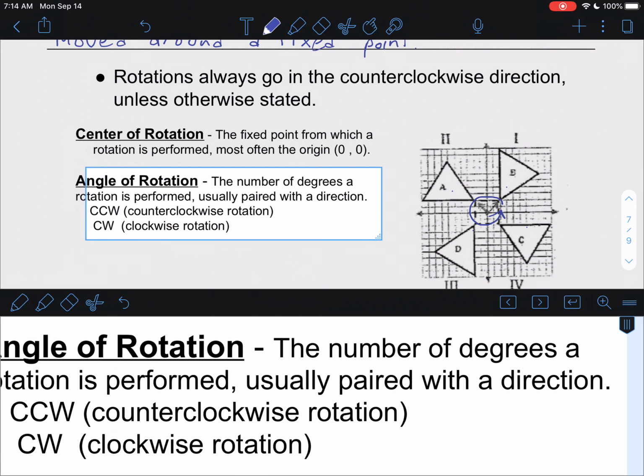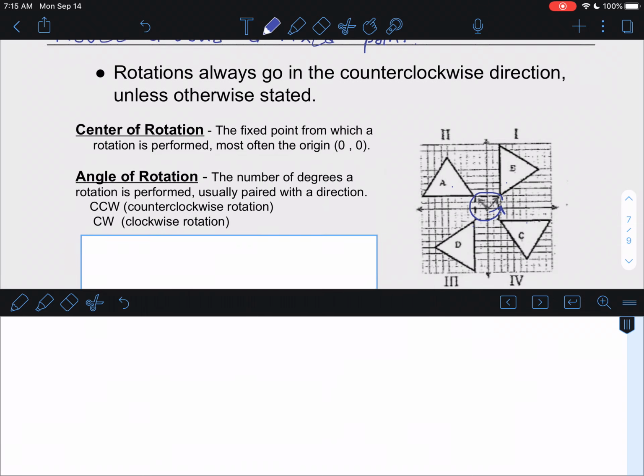Okay, anyways, the angle of rotation, which is the number of degrees a rotation is performed, usually paired with a direction. And in this class, the angles of rotation we're going to be seeing are most likely going to just be multiples of 90. So we're going to see 90-degree rotations, 180-degree rotations, 270-degree rotations, and 360-degree rotations. So yeah, the number of degrees a rotation is performed, usually paired with the direction, and it'll either say counterclockwise or clockwise sometimes. And if you don't see anything, just assume it's counterclockwise.